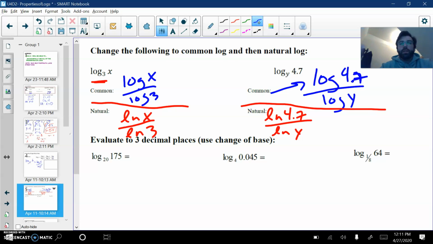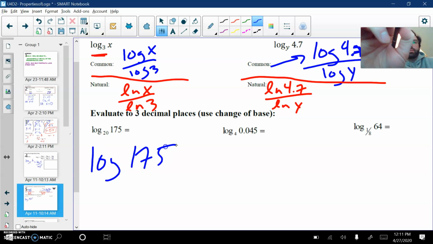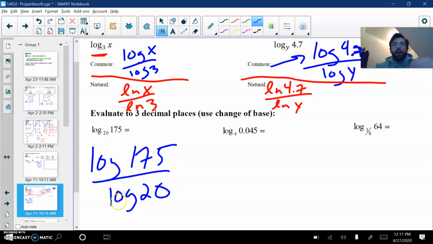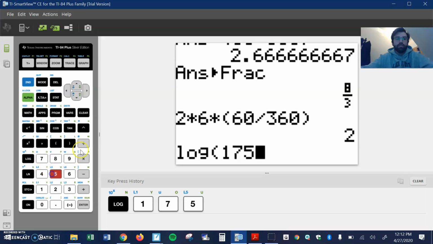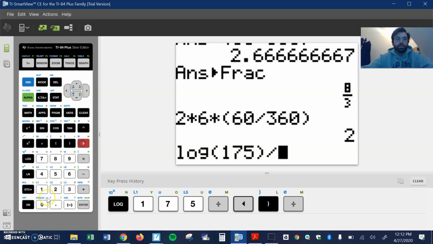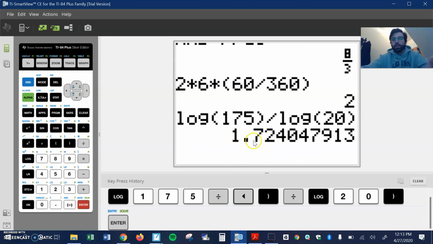Okay? Evaluate to three decimal places, using change of base. So I'm going to go the log of 175 over the log of 20. Now I'm going to show you how to plug this in your calculator, so I'm going to pause here. Okay? And also log of 175. Close the parentheses after 175, divided by the log of 20. Close it. Press enter. I got 1 point, and it said 3 decimal places.